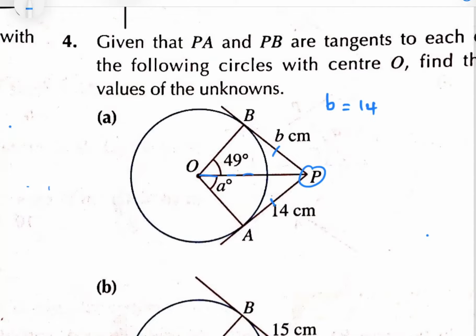Okay. Now this line here coming from the center to an external point P is actually an angle bisector at the same time. This line here, OP, bisects the angle BPA and angle BOA. And so therefore, A is also equal to 49. Okay? A is also 49. They are equal. This angle and this angle are just congruent. So A is 49.